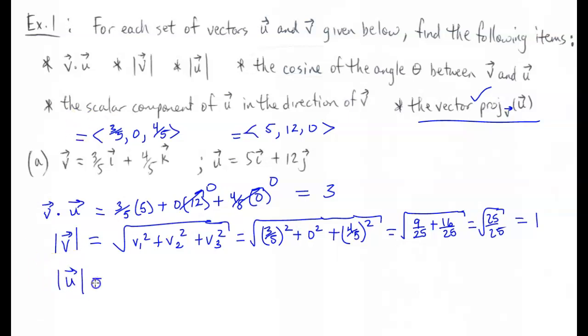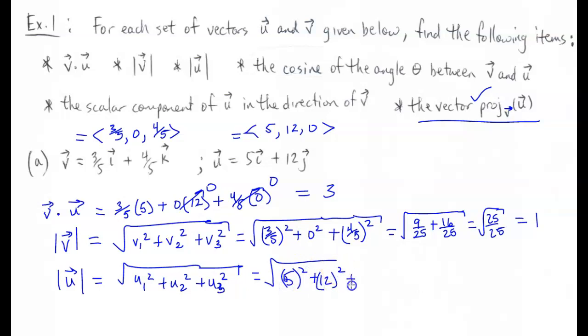If we figure out the magnitude of u, that's just going to be the square root of u1 squared plus u2 squared plus u3 squared. Of course, we have 5 squared here plus 12 squared here plus 0 squared. And this will just be 25 plus 144, which ends up being square root of 169, which is 13. So again, here we are just being asked to do all these calculations here.